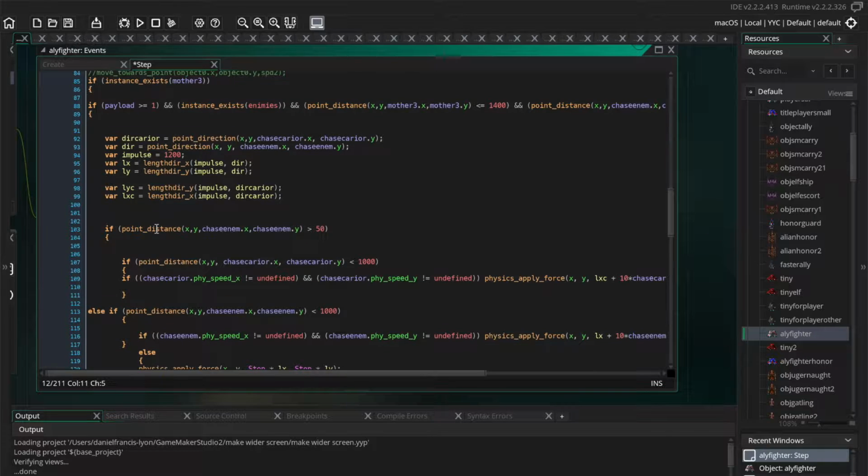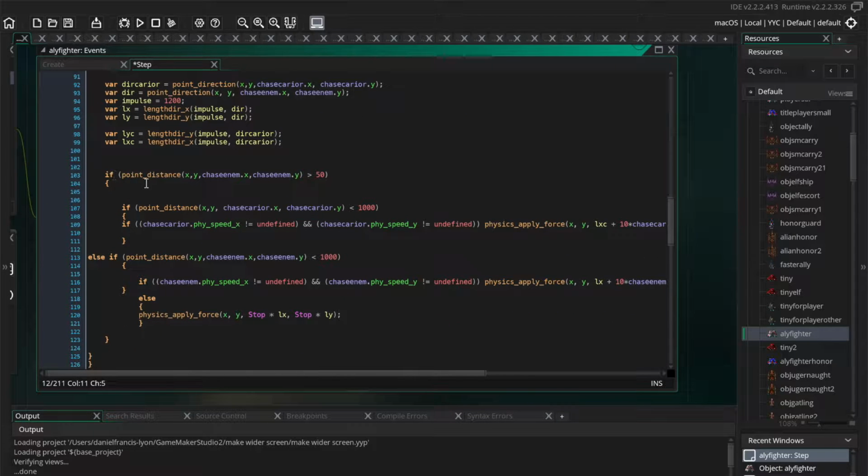So you can see over here, same thing, LYC, LXC, C for carrier. So again, this is the same thing except for the carrier. This is for the instance nearest enemy. This vector points in the direction of the nearest enemy. This vector points in the direction of the nearest enemy mothership. So if you're farther than 50 from the enemy, I decided not to have these ships crash into the enemy. So once they're within 50 of the enemy, they stop going after the enemy.